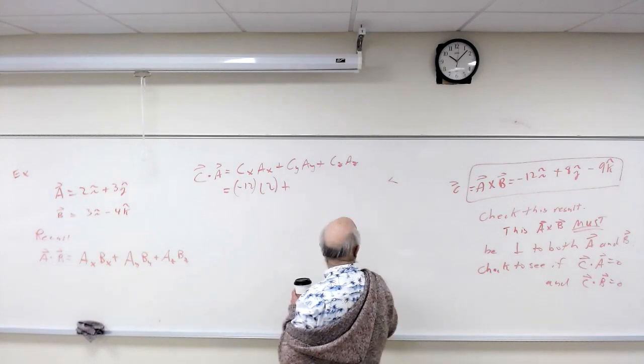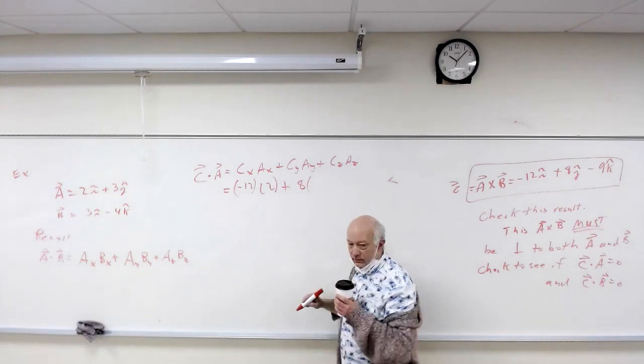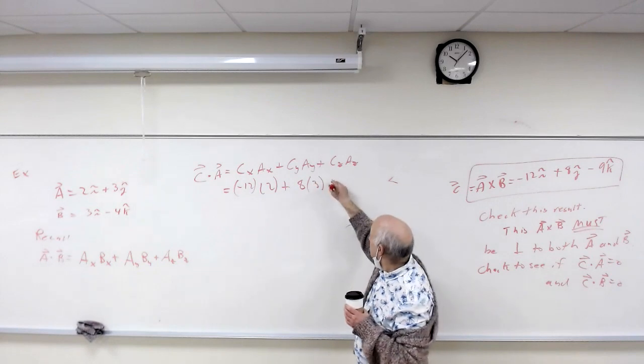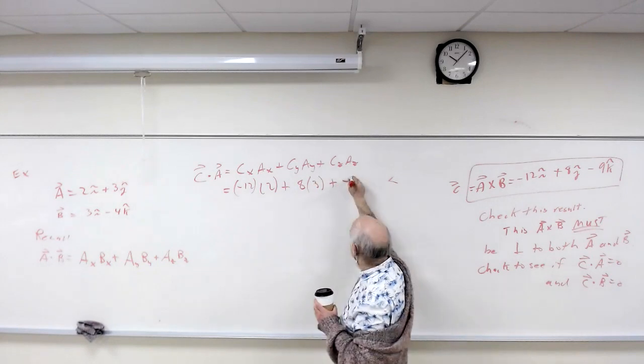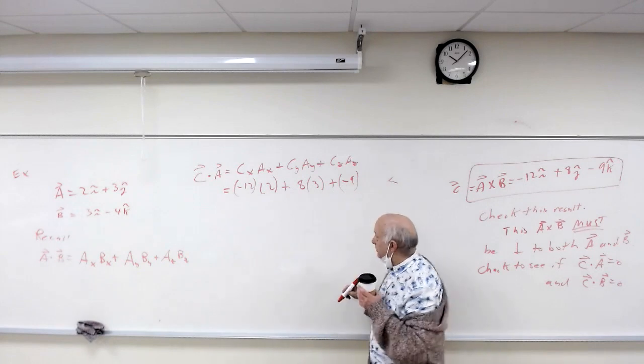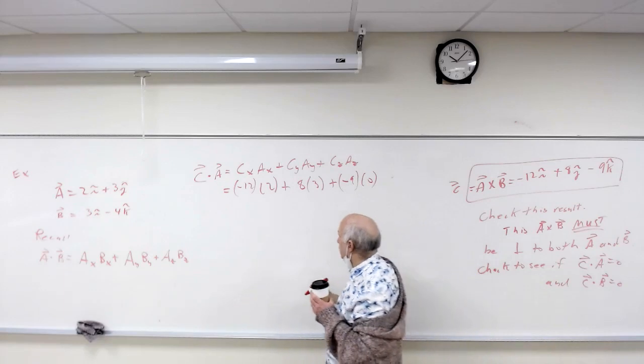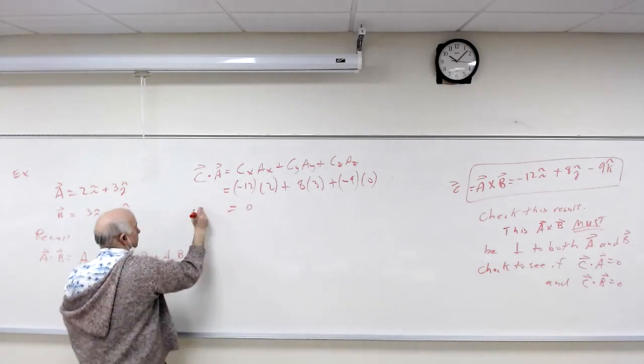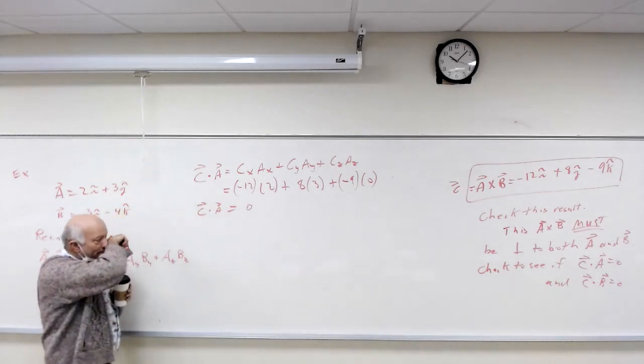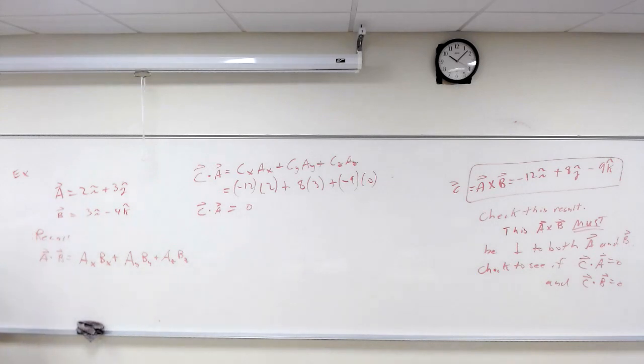CY is 8, AY is 3. CZ is minus 9, and then AZ is 0. So you can see this is 0. So that vector is perpendicular to A. Yeah, let's do one more thing.